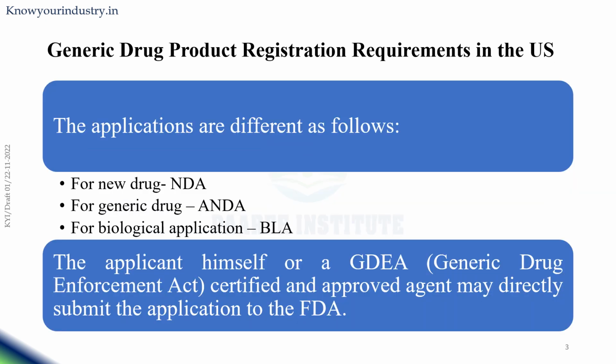The applications are of different types. For a new drug, it is NDA, new drug application. For a generic drug, we file it as an ANDA, that is abbreviated new drug application. And for biological applications, it is BLA, biologics license application. And there is one more, that is investigational new drug application, that is IND.